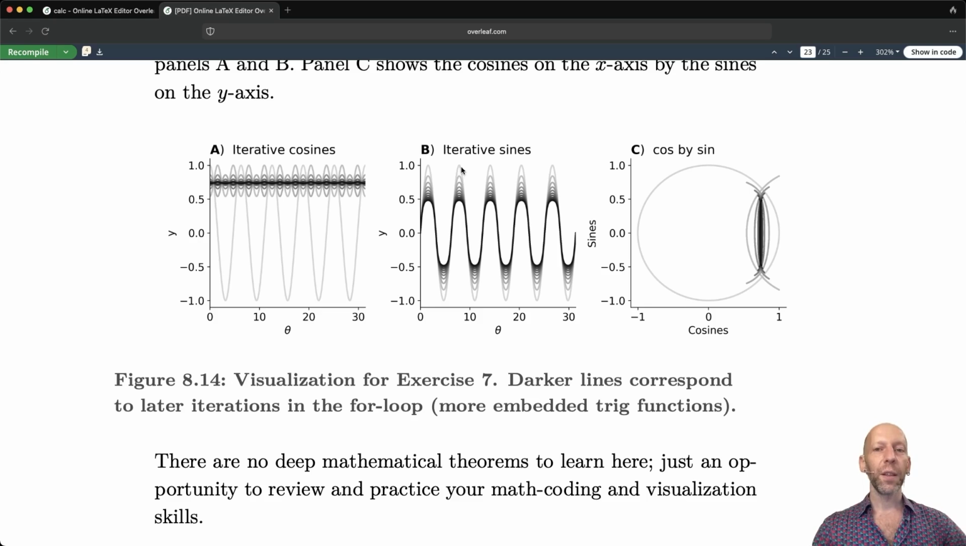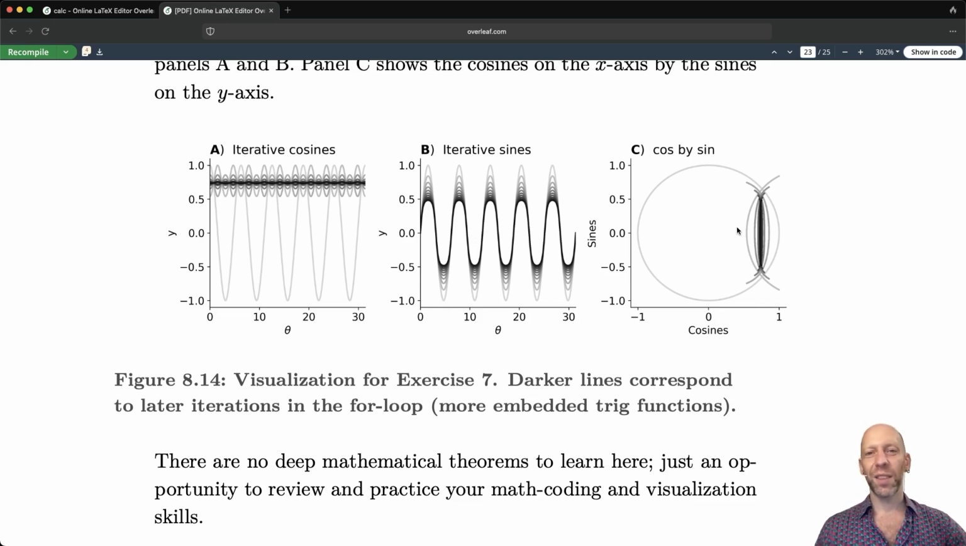So this lightest gray line, this is for the first iteration. This is simply y equals cosine theta. In this case, y equals sine theta. And then each time I iterate over and over, the lines get darker. So it's pretty neat to see what happens with the cosines versus with the sines.